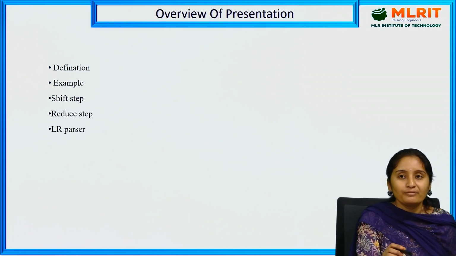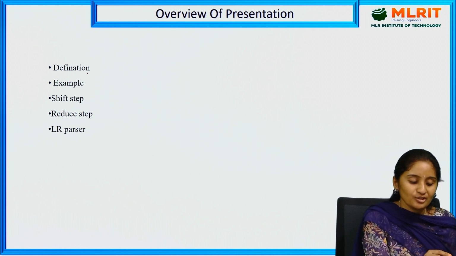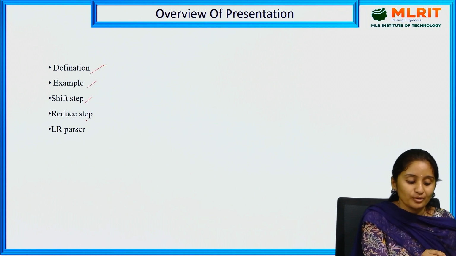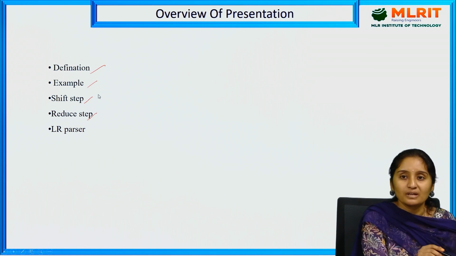So the overview of our topic is the definition of what a bottom-up parser is, examples, what is shift, what is reduce, and what is an LR parser. These are the topics which we are going to cover today.